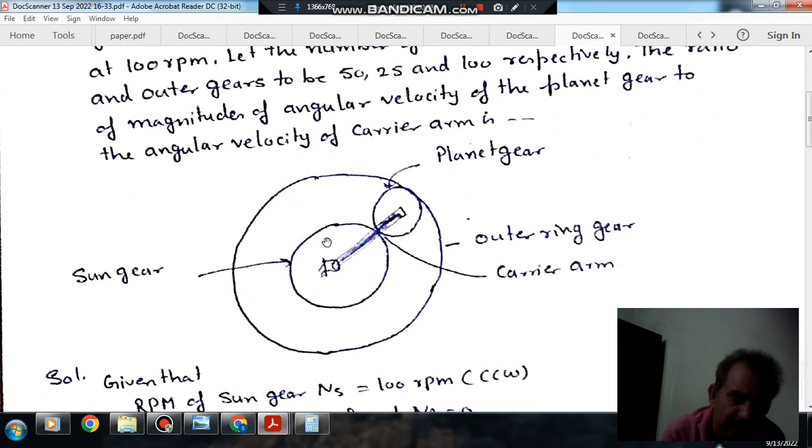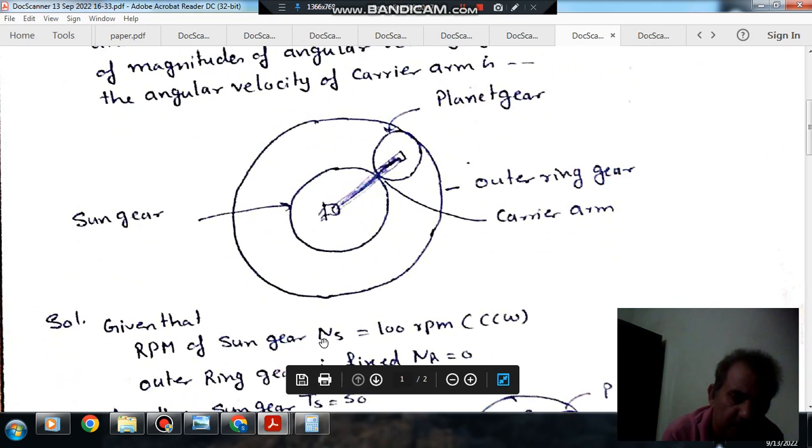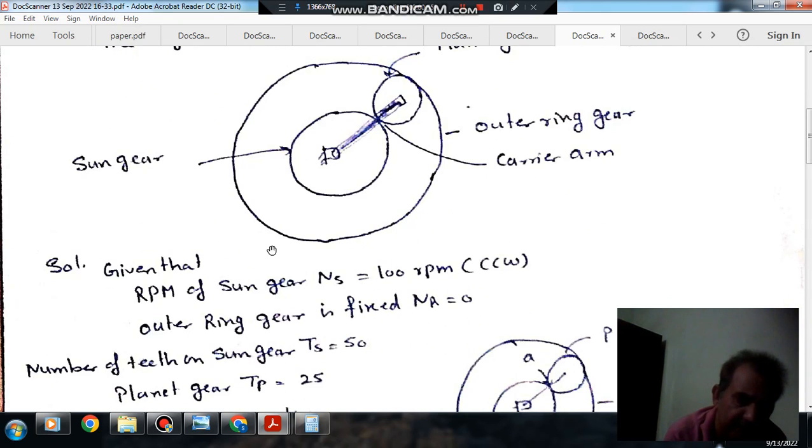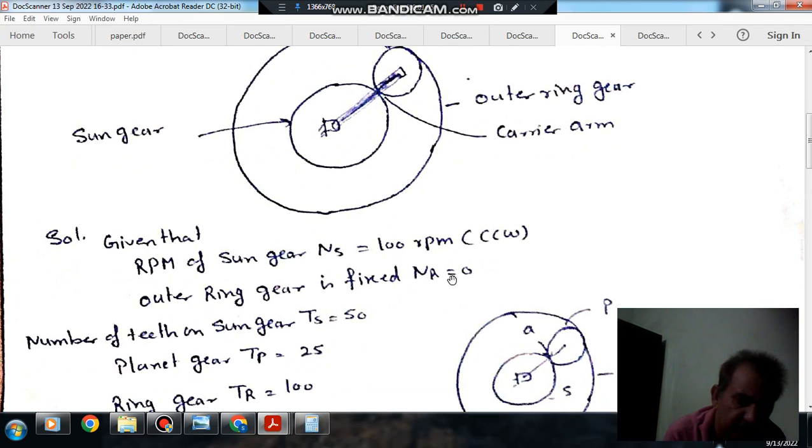So this is your planet gear, this is your sun gear, this is your carrier arm, and this is your outer ring gear. Given that the RPM of sun gear is 100 RPM in the counterclockwise direction, taking counterclockwise as negative. And the outer ring is fixed, so its RPM is 0, so NR is 0.